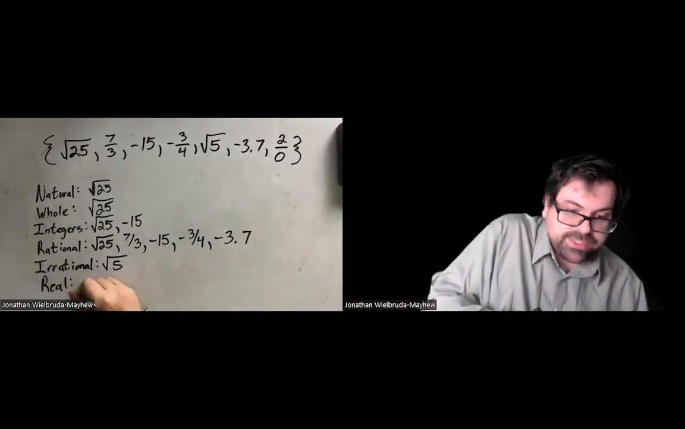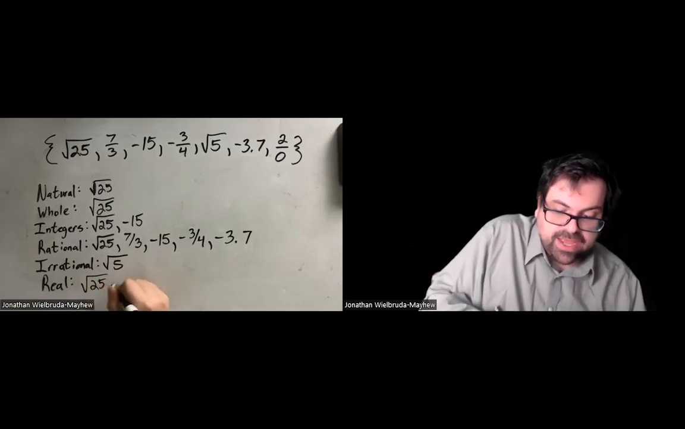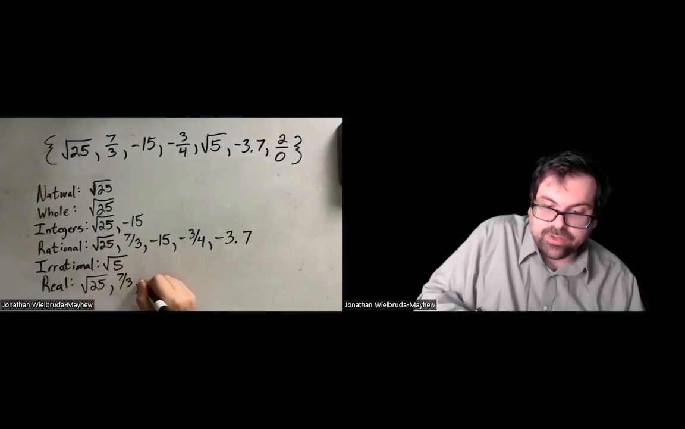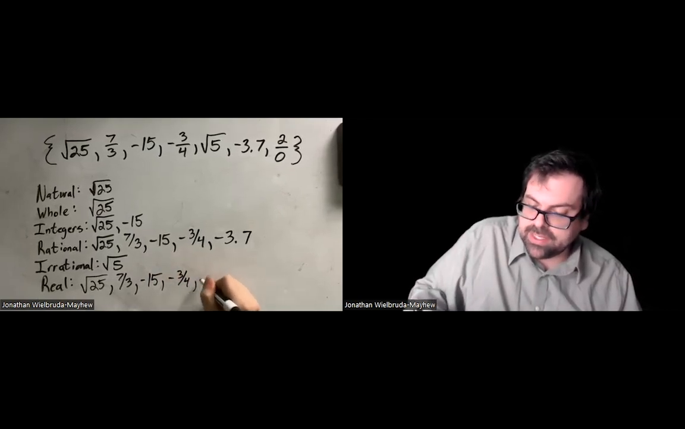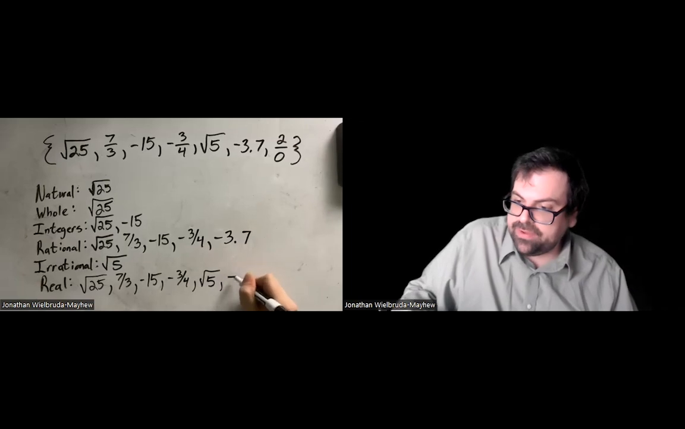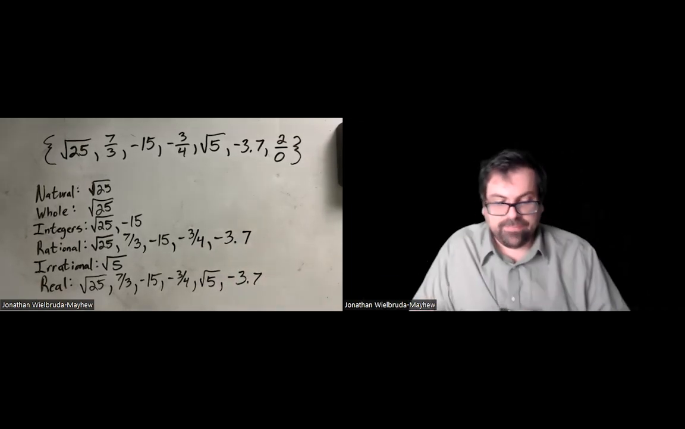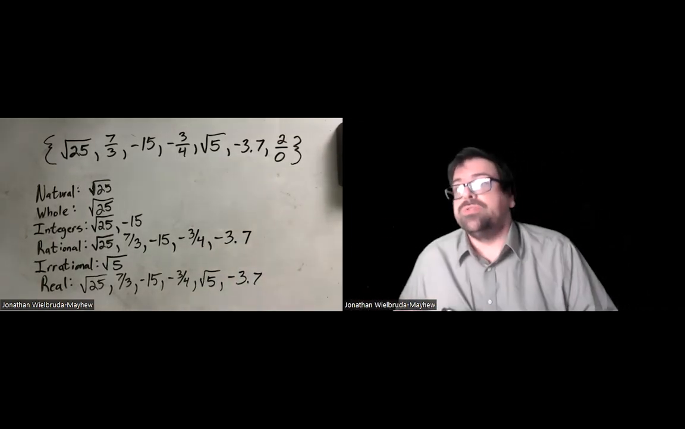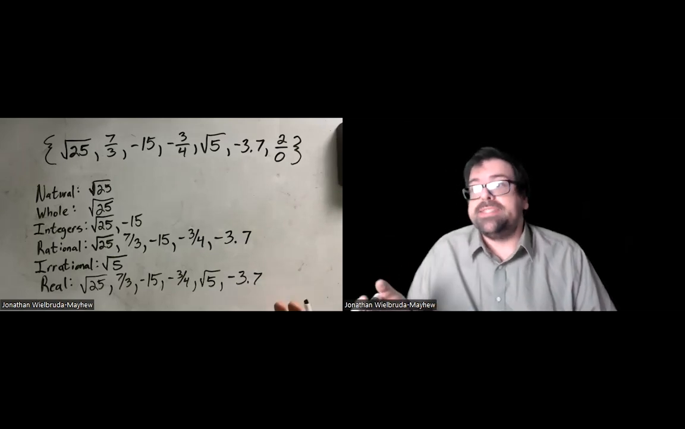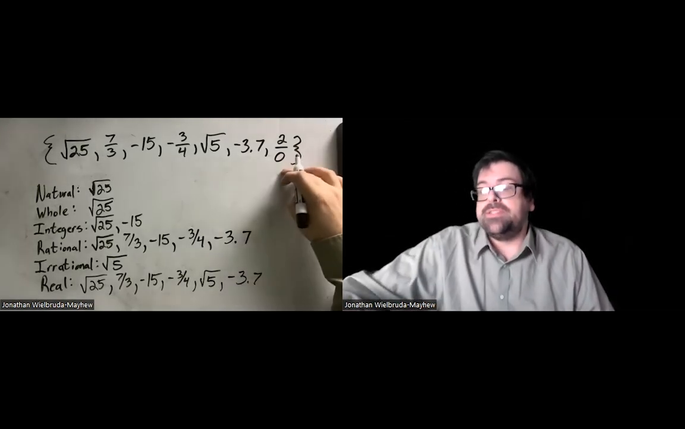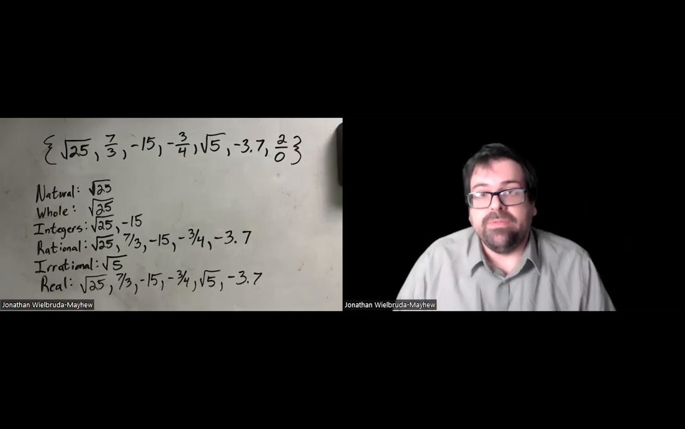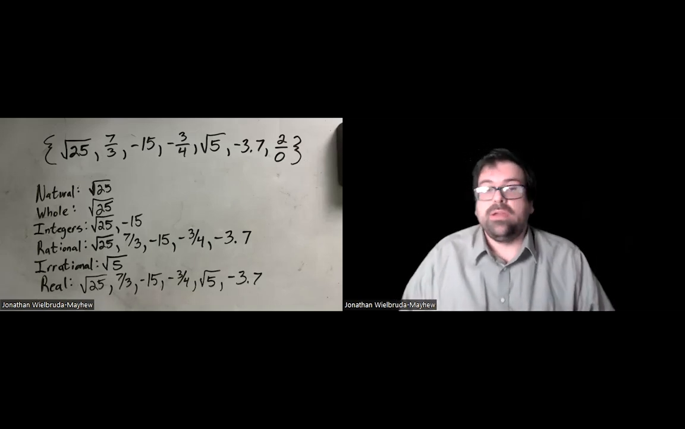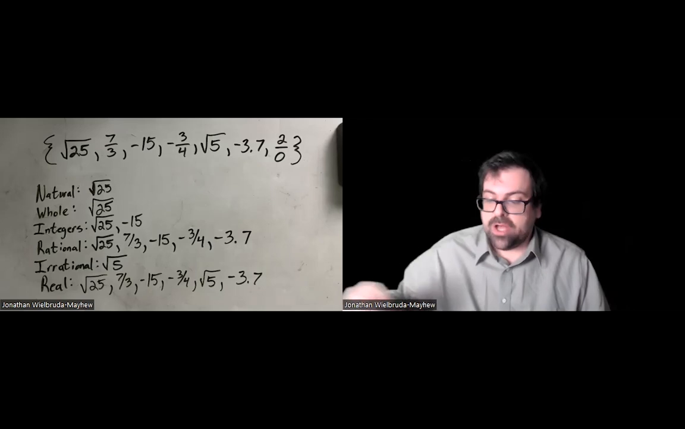So our real numbers are the square root of 25, 7 thirds, negative 15, negative 3/4, square root of 5, and negative 3.7. Take our rationals and our irrationals together. We couldn't say all this time because 2 over 0 is not a real number. It does not exist because 0 on the bottom of the fraction means dividing by 0. Undefined. Does not exist.